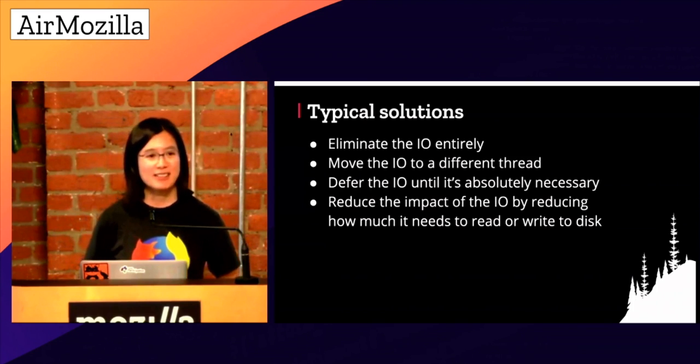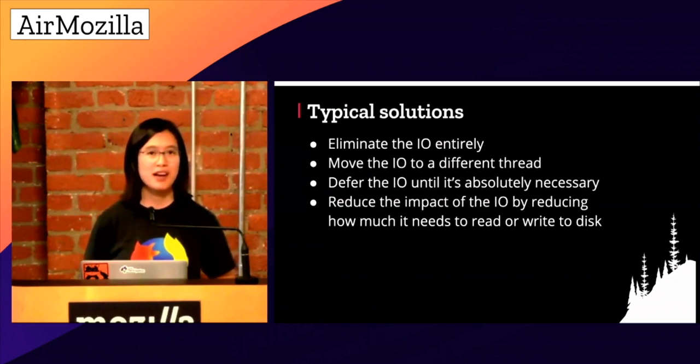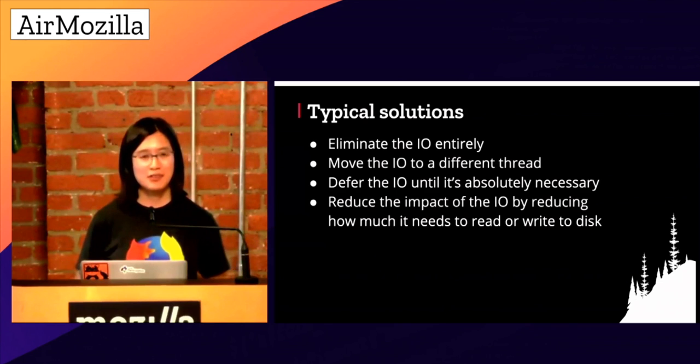An example of that is that I put a bunch of code behind a pref. So for users that don't have this pref turned on, the code won't load at all, but it will for others that do. Another solution is to move the I/O to a different thread. An example of a problem I worked on was to fetch country code data on a different thread.